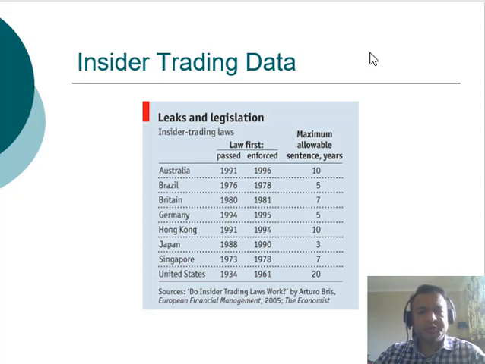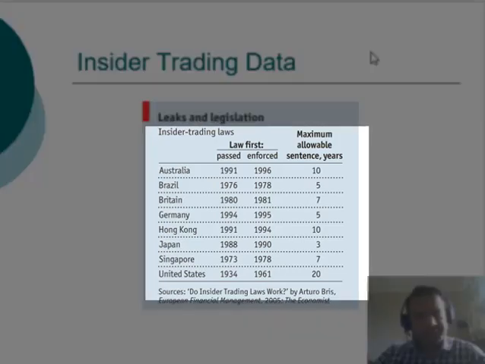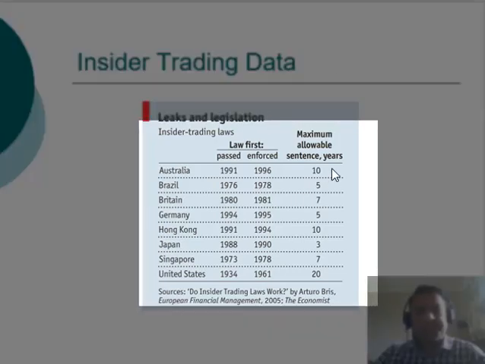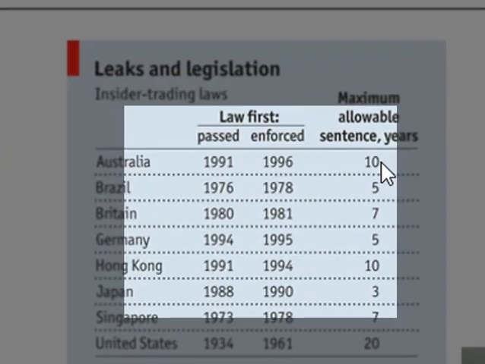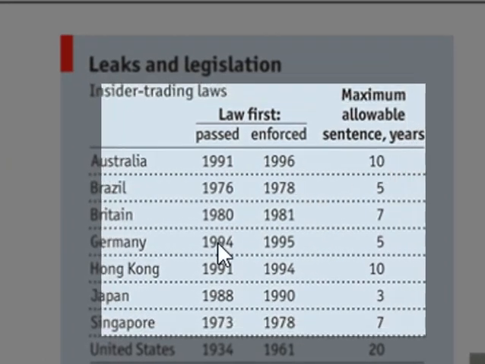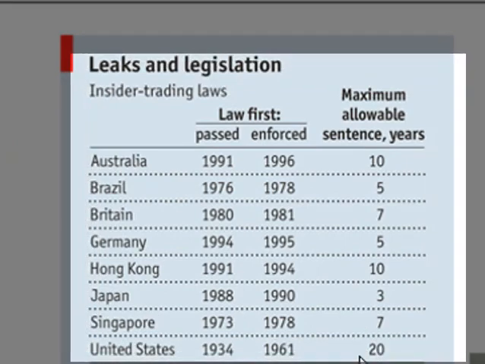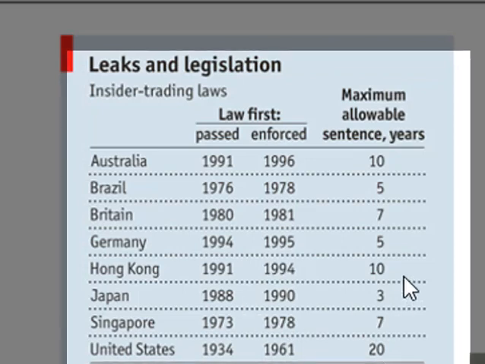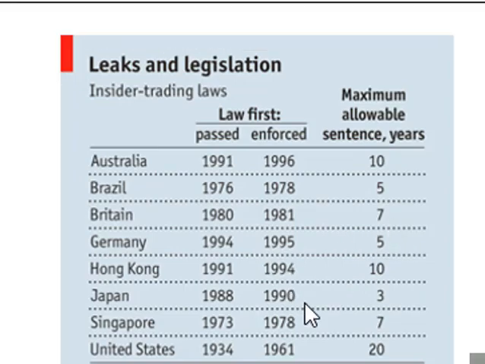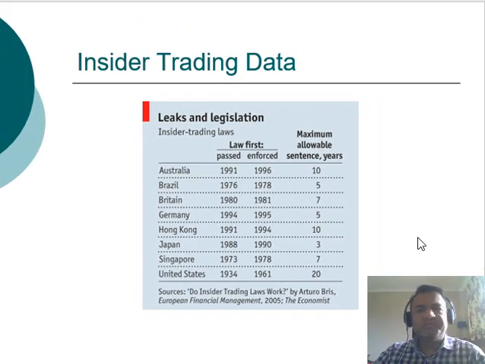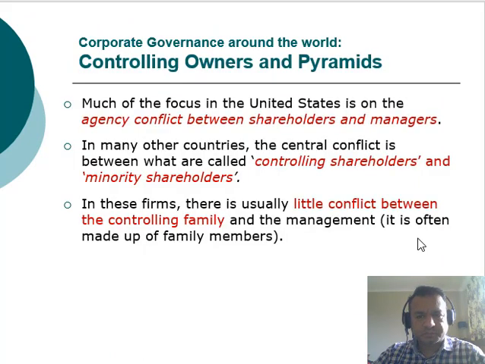Now, this table shows you the penalty of insider trading, or allowable sentences. If you look into the table, you can see Australia has 10 years sentences for insider trading. That's the maximum allowable sentence. The United States has a maximum allowable sentence of 20 years. Hong Kong 10 years. Britain 7 years, and Japan 3 years. So it varies across the countries.